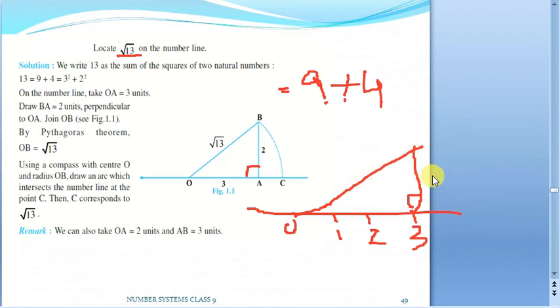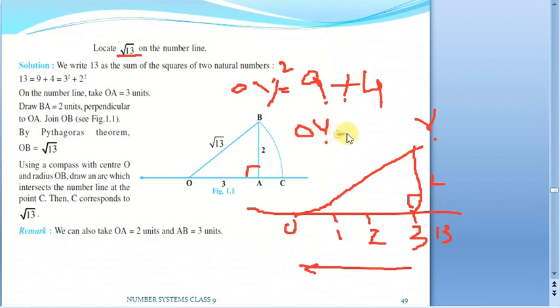If this is 2 units and this is of length 3 units, always start from 0, don't start from 1, because we need 1, 2, 3 units completely, and this is 2 units. 3 square plus 2 square, which is 9 plus 4, will be equal to, let us say this is some Y, this is O, and this is B, OB square plus BY square. So this is OY square actually, which is 13. If OY square is 13, OY will be equal to root 13.